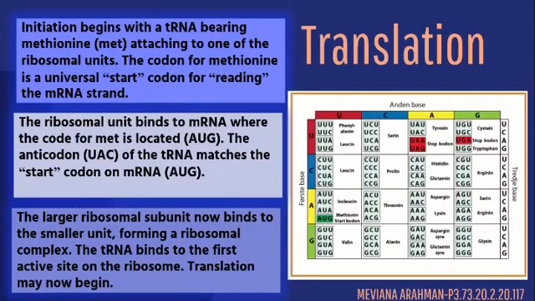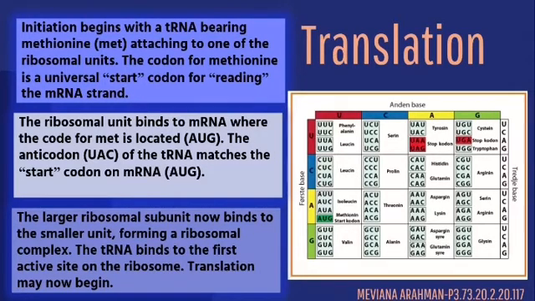Translation. Initiation begins with a tRNA bearing methionine attaching to one of the ribosomal units. The codon for methionine is a universal start codon for reading the mRNA strand. The ribosomal unit binds to mRNA where the code for Met is located. The anticodon UAC of the tRNA matches the start codon of mRNA, AUG.